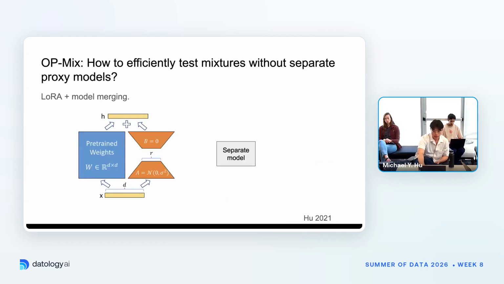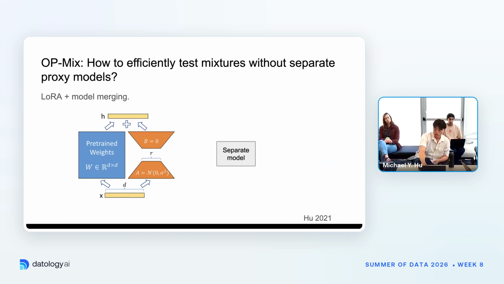Going back to this picture, the LoRA is essentially leveraging the representations of the base model, whereas the separate model does not have that advantage. So if you had 3 million parameters for a proxy model, I would argue you should put them in the LoRA rather than in a separate model.